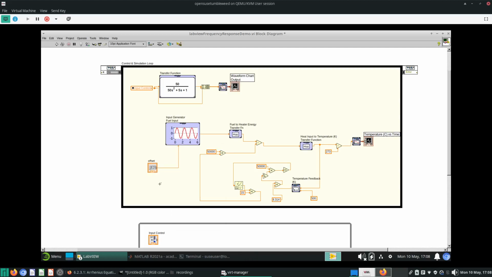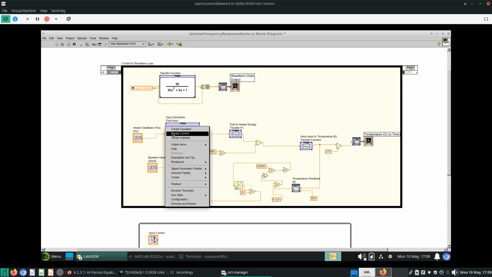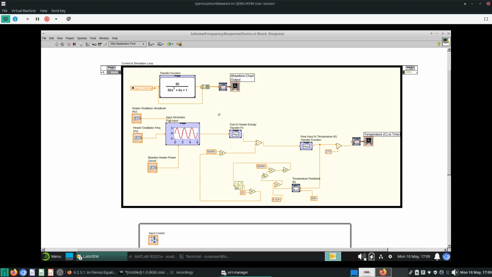So I have an offset which I can control, the baseline heater power. Maybe we'll just put it in joules per mole. And for frequency, let's get a control: heater oscillation frequency in hertz. And the last one we will have is amplitude. Let's make a control here: heater oscillation amplitude. I think now we are more or less ready to test it out. Of course, I expect things to go wrong. At least we have some sort of a system here that describes an input-output relationship.